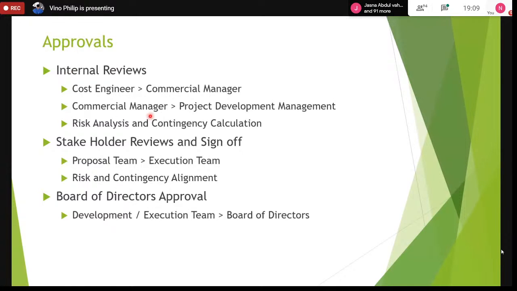So there is the internal approvals, there's the stakeholder reviews and sign-off, and then there's the board of directors approvals. Like I mentioned, an FPSO project can range in the $2 billion to $2.5 billion. It could be much cheaper also, in the range of 1 billion or 1.5 billion. But generally, it's in the range of 2 billion if it's a very expensive project.